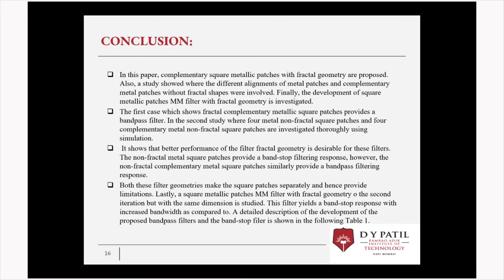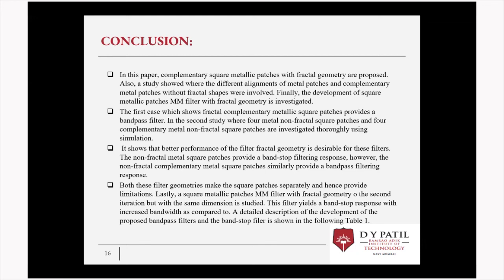So in the first case, as I have shown before, the fractal geometry metallic patch provides a bandpass filter, and the second case was showing that the four metal non-fractal square patches and four complementary non-fractal square patches were investigated through simulation on the console software, where it shows better performance of the filter, that the fractal geometry is desirable for the filter, whereas the non-fractal metal square patches provide the bandstop filter, and the non-fractal complementary metal patches similarly provide a bandpass filter.